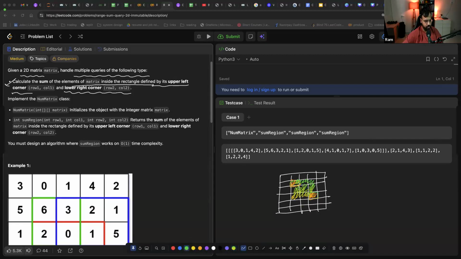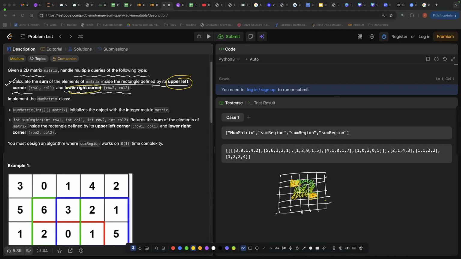Are you guys following? Upper left corner and lower right corner will be given, and whatever rectangle is bounded by them, in that rectangle we need to find the sum of all the numbers. And upper left and lower right can be any cells.